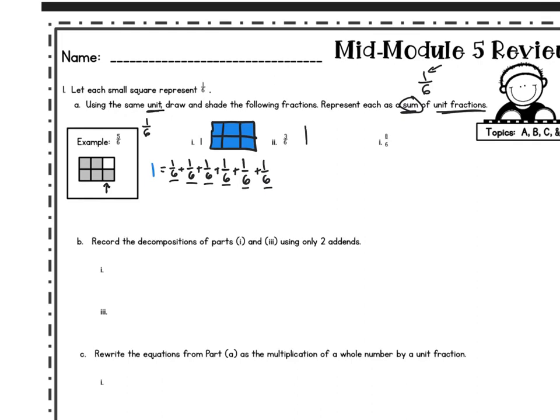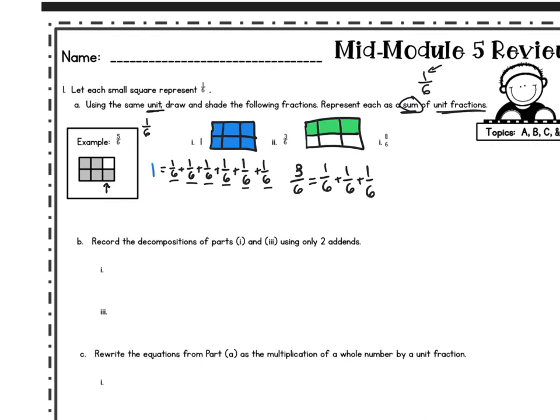For part 2 here, we're going to do the same but with 3/6. So I'm going to draw an area model again. And I'm going to shade in 3 of the 6 equal parts. And now I'm going to write my number sentence to show that 3/6 is equal to 1/6 plus 1/6 plus 1/6.